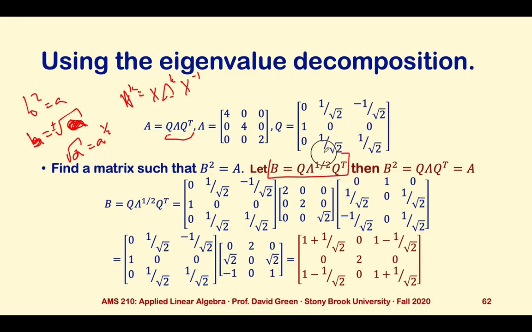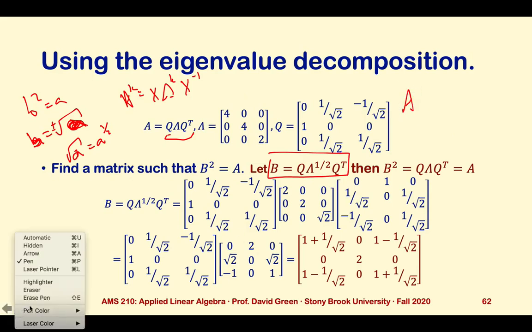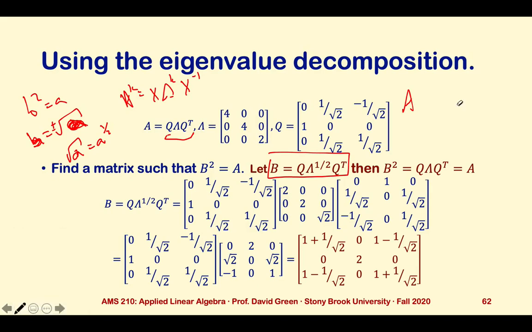Let a equals Q lambda to the half Q transpose. If this could work, then by the same rule, we should have b squared as Q lambda Q transpose, which is a. And what would this look like? Well, we know that diagonal matrices are easy to work with. When we take the power of a diagonal matrix, we just take the powers of the diagonal elements. So let's think about taking this lambda, sorry, I keep writing a lambda as an a, which is not what it should be.